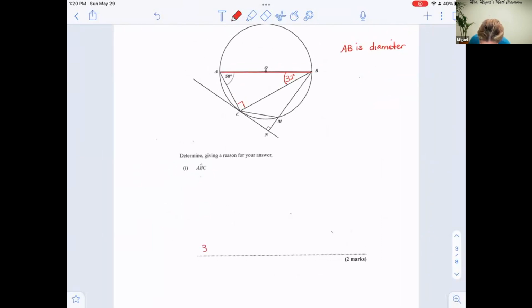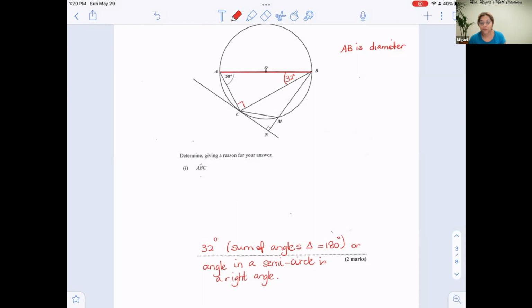So this is 32 degrees and you can have 2 reasons. You could have the sum of angles in a triangle is 180, or you could have the angle in a semicircle is a right angle. So whichever answer you prefer, you will get the mark.